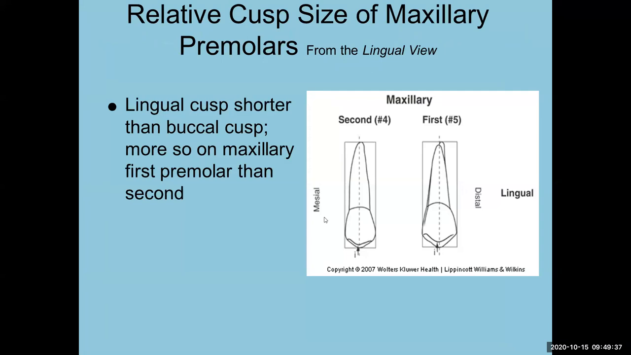The lingual cusp, we're just talking maxillary premolars, first or second. The lingual cusp is shorter than the buccal cusp, more so on the maxillary first premolar than on the second. What that's saying is this first premolar here, because the buccal looks so much like a canine, it's the one right behind the canine, this lingual cusp is going to be shorter. The second premolar, the lingual cusp is going to be a little bit longer and more flat because it's transitioning from the canine. So this would be the canine here, and this would be a molar behind here.